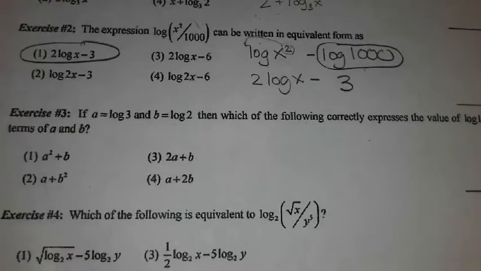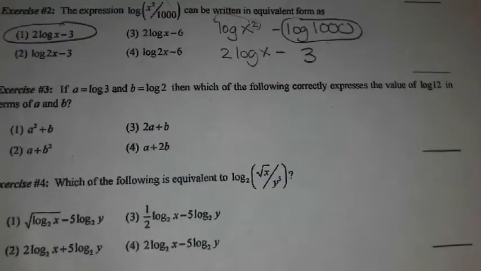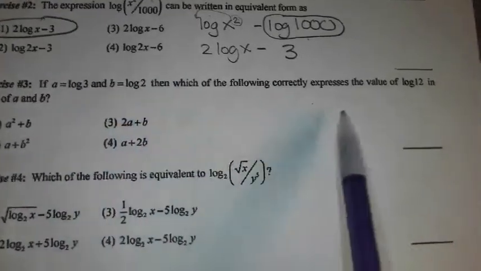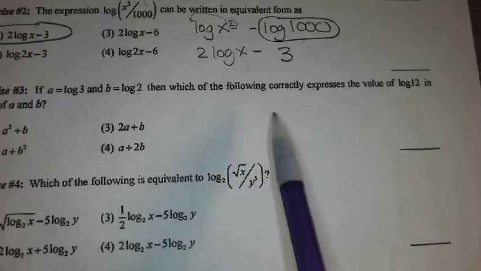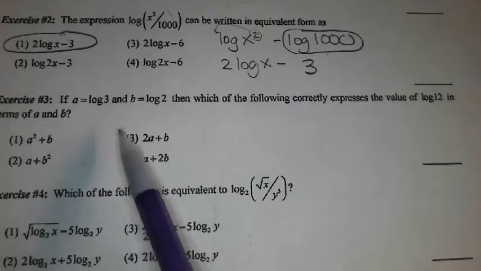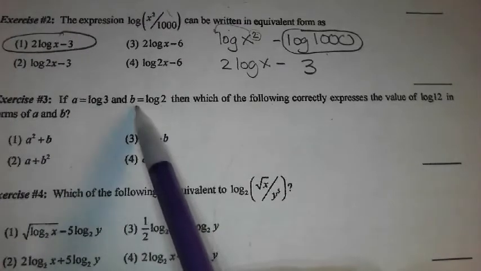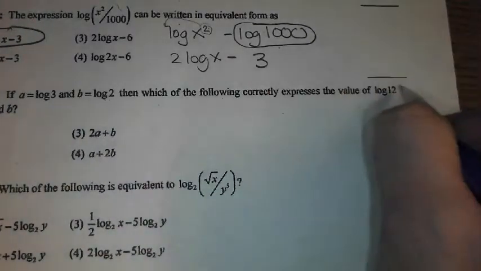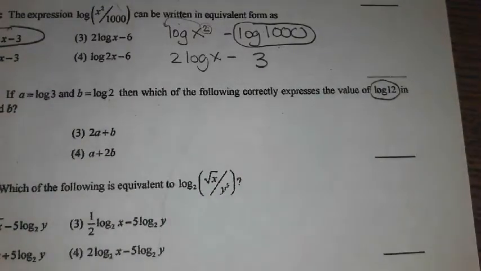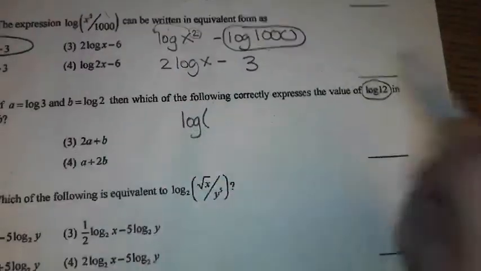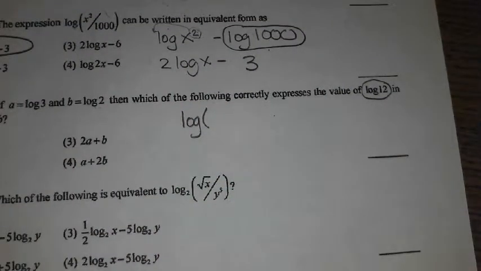Exercise 3 would be tricky, but once I show it to you, you'll be like, oh, that makes a lot of sense. So they give you the log of 3 and they give you the log of 2. But they ask you, what's the log of 12? Now, it's all in terms of a's and b's, so a calculator is not helpful. So a is equivalent to the log of 3 and b is equivalent to the log of 2. They're asking us for the log of 12. So what we're going to do is, since we only know log 3 and log 2, we're going to break down 12 into just 3's and 2's. How can I rewrite 12 so that it's written with just 3's and 2's?